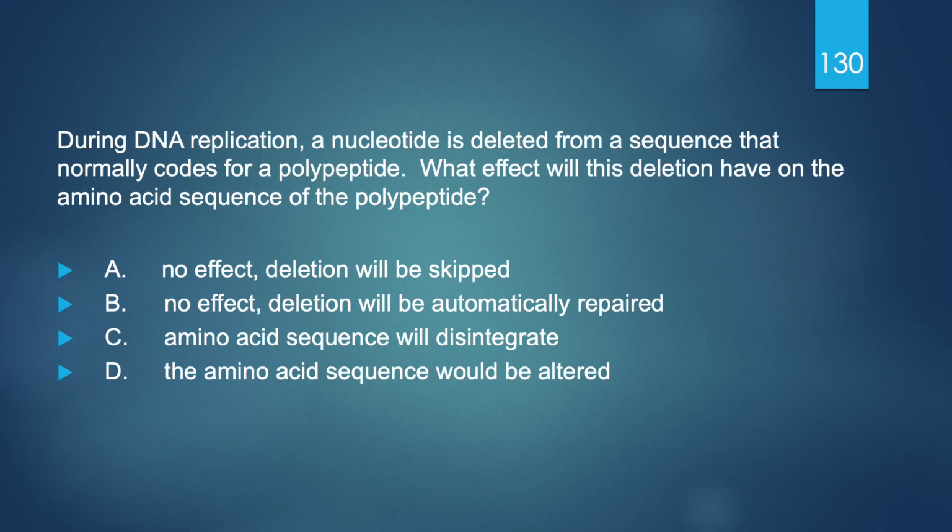Here's another pop quiz question. During DNA replication, a nucleotide is deleted from a sequence that normally codes for a polypeptide. What effect will this deletion have on the amino acid sequence of the polypeptide? Your options are: A, no effect, the deletion will be skipped. B, no effect, the deletion will automatically be repaired. C, the amino acid sequence will disintegrate. Or D, the amino acid sequence would be altered. Well, the first three are all things that we could not possibly know, but we certainly know that the amino acid sequence would be altered. So the correct answer is D.